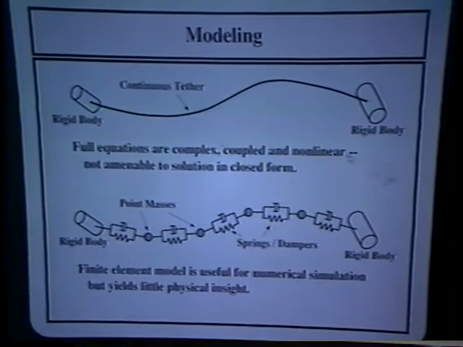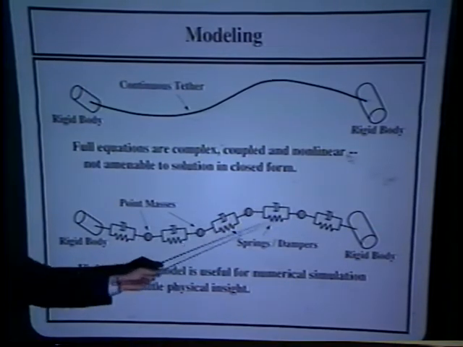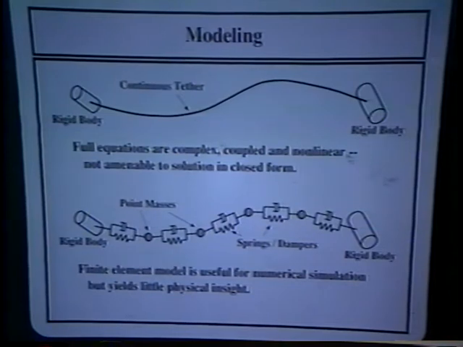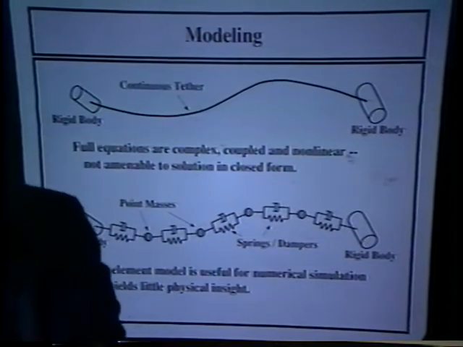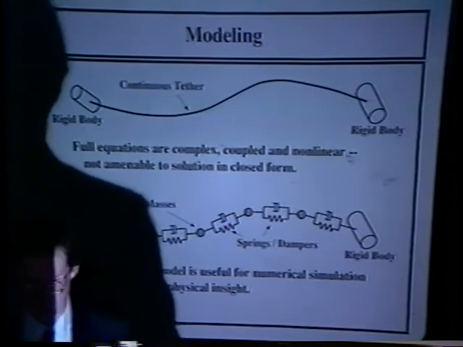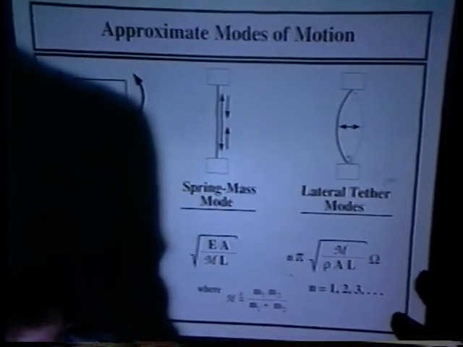I've chosen for the purpose of computer analysis that I'll discuss later to use point masses, and I can include an arbitrary number of these point masses in my tether model. This finite element model is very useful for computer simulation, but it doesn't lead to a lot of physical insight into the motions that occur. So next I would like to talk about some approximate modes of motion of the system.